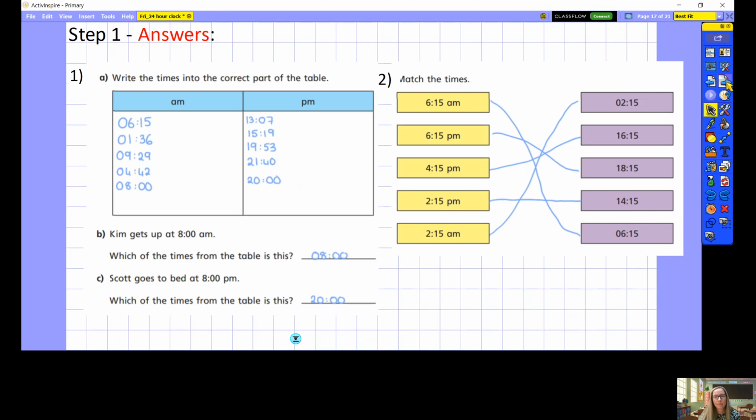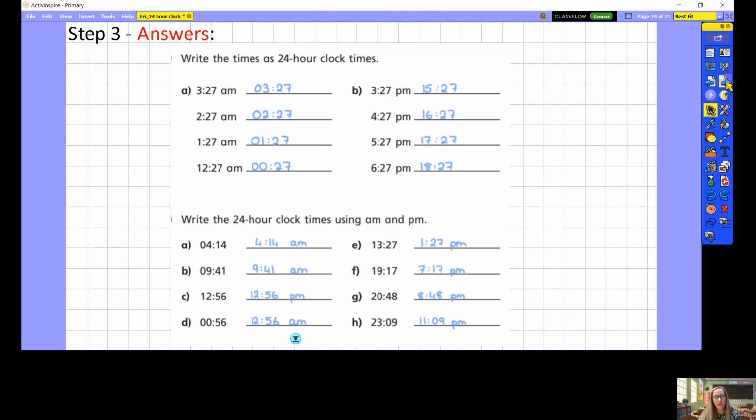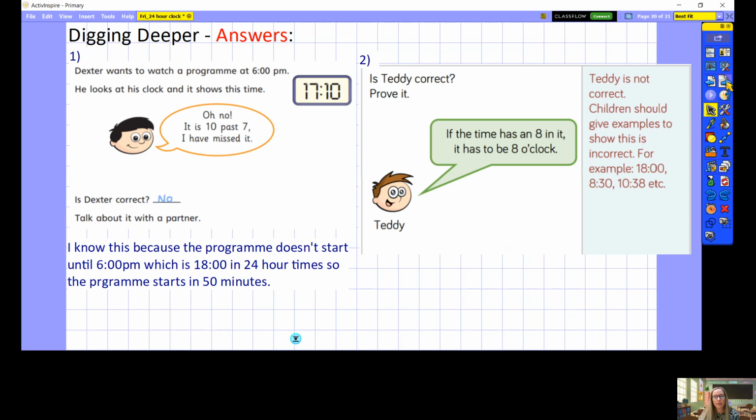Step 1 answers. Step 2 answers. Step 3 answers. And finally, the digging deeper answers.